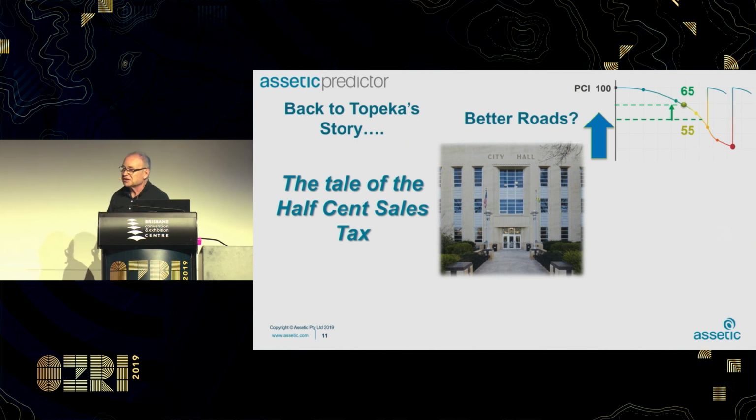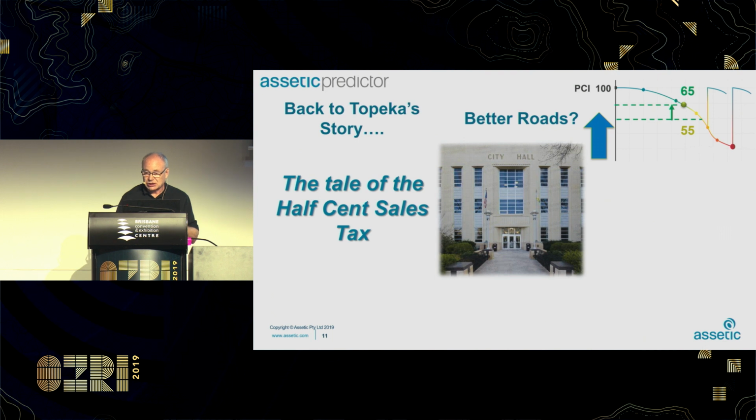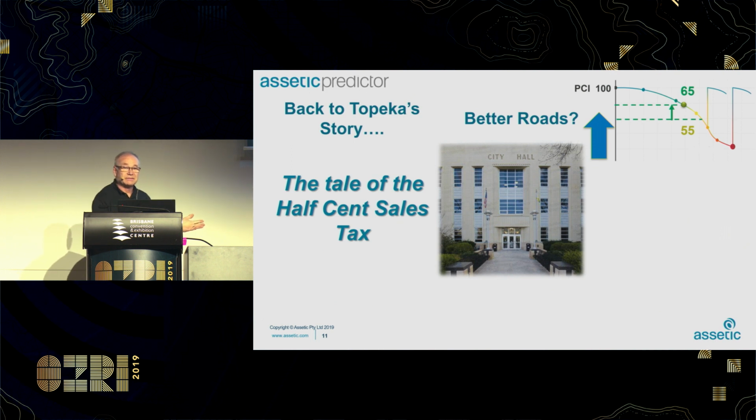We measure it on a scale of 0 to 100, where 0 is absolute worst and 100 is a brand new road. So Topeka right now is at a state of 55. The actual goal is 65 or better. And we did 15-year life cycle models to illustrate that. So that's one side of the story.